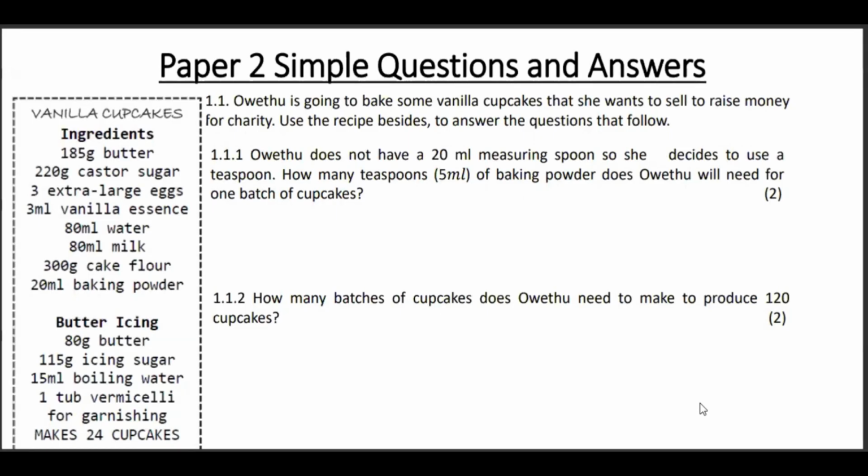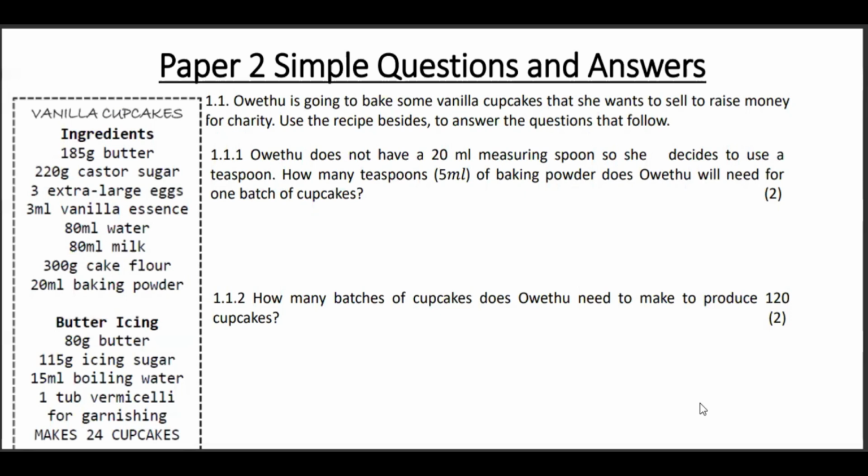Very good. So let's look at possible answers to this question. Paper 2 simple questions and answers. These are the basic questions we expect in the first question, which could be question number 1. Anyway, let's look at the questions and try to answer them as required.